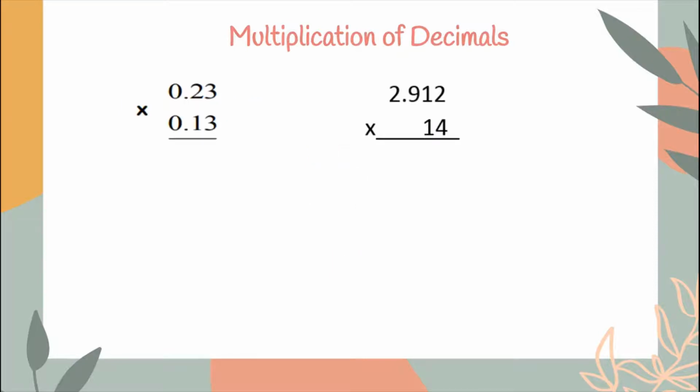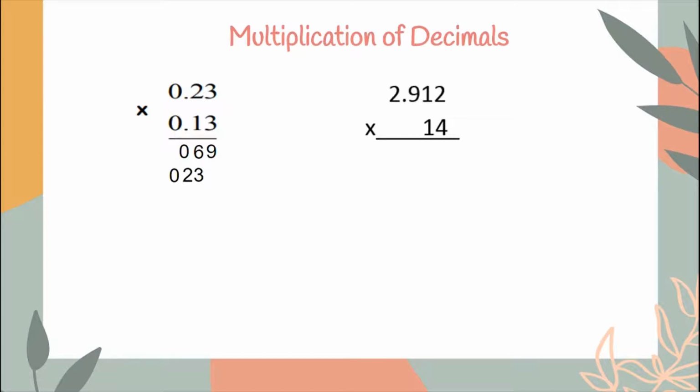So let's try to have another example. We have 23 hundredths times 13 hundredths. So let us multiply 3 times 3. It's 9. 3 times 2 is 6. 3 times 0 is 0. Let's go with the second number. 1 times 3, it's 3. 1 times 2, it's 2. And 1 times 0, that is 0.